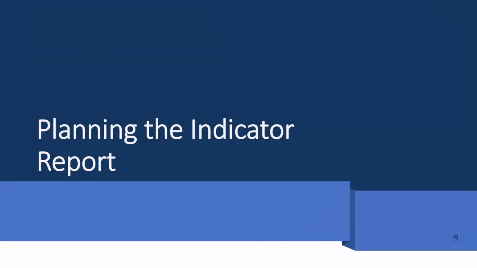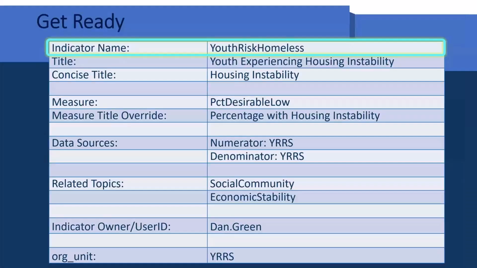So the first thing you need to do is plan, because if you just get into the admin app, it's going to ask you for information that you don't have ready if you haven't done a little planning. So here's my getting ready slide. I have a little grid that I use, and I fill out these cells. What do I want the name to be? That doesn't show up to the public. That's just the unique identifier. What do you want the indicator title and the concise title to be?